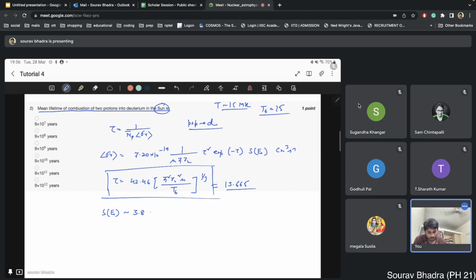I will not calculate it. It is 3.8 into 10 to the power minus 22 keV barn, calculated in exactly the same way, but it is given in a particular book, on page 335. The name of the book is Cauldrons in the Cosmos. I think you have the book.